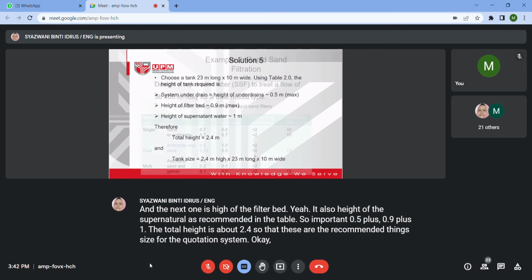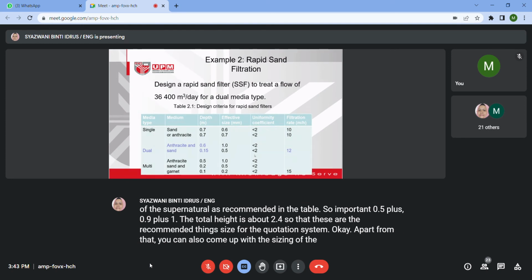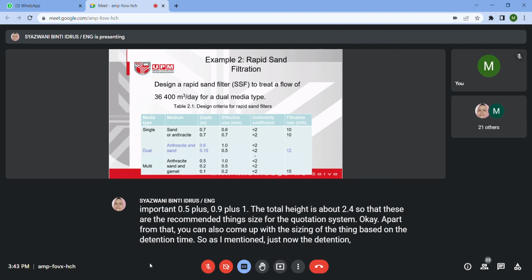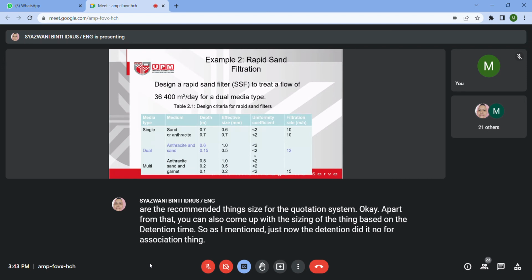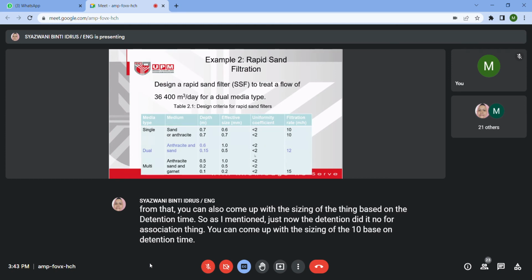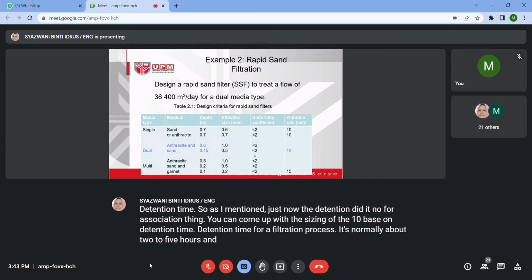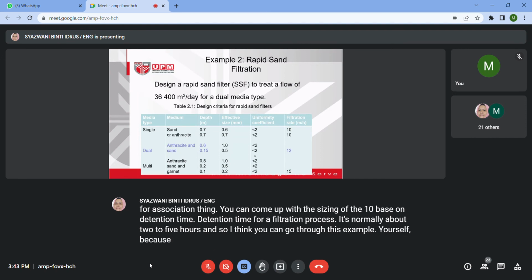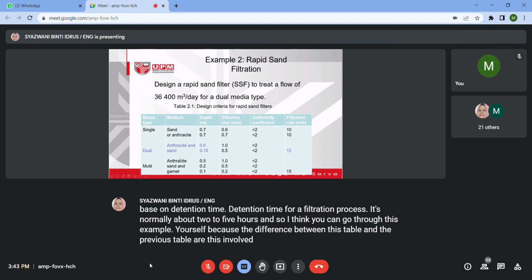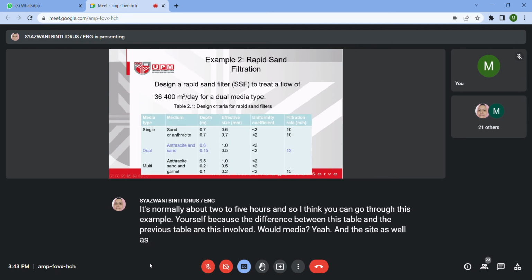Apart from that, you can also come up with the sizing of the tank based on the detention time. As I mentioned just now, for a filtration tank, you can come up with the sizing of the tank based on detention time. The detention time for a filtration process is normally about 2 to 5 hours. I think you can go through this example yourself. The difference between this table and the previous table is that this involves dual media, anthracite as well as the sand.